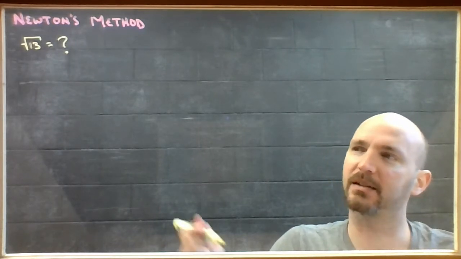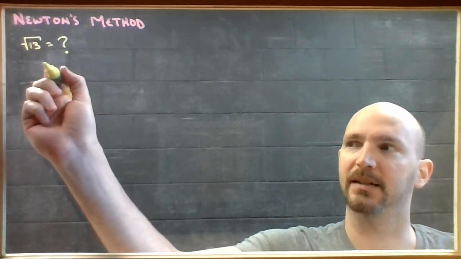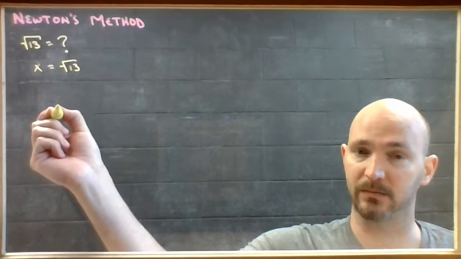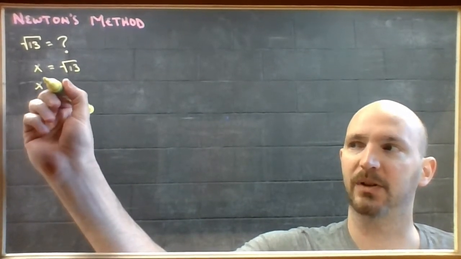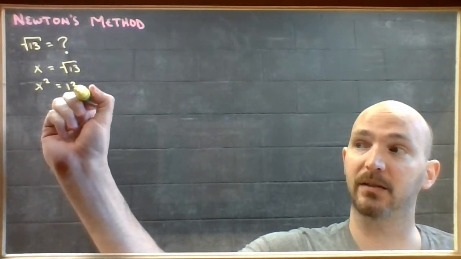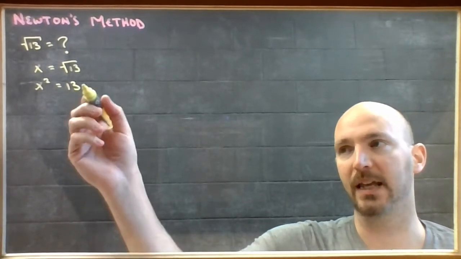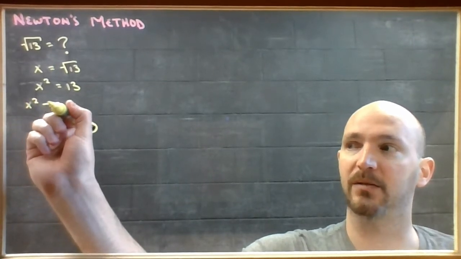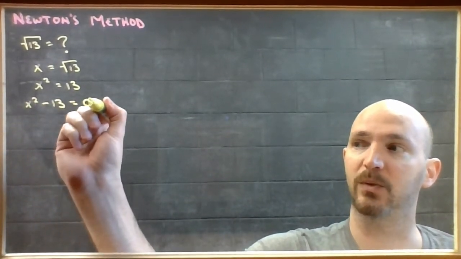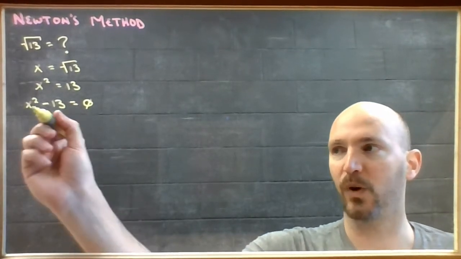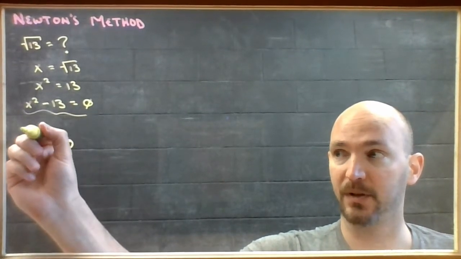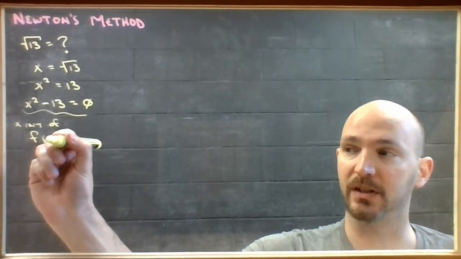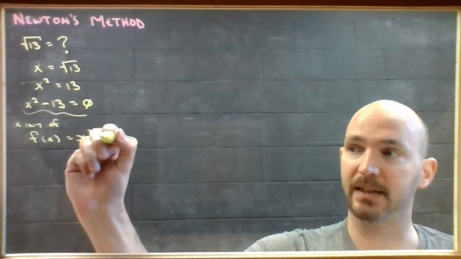Well, the trick lies in the fact that if some number equals the square root of 13, then if you take that number and square it, you get 13. If you took this 13 and brought it to the other side, you would have x squared minus 13 equals 0. And what you have here is the setup for finding the x-intercepts of some function like this.